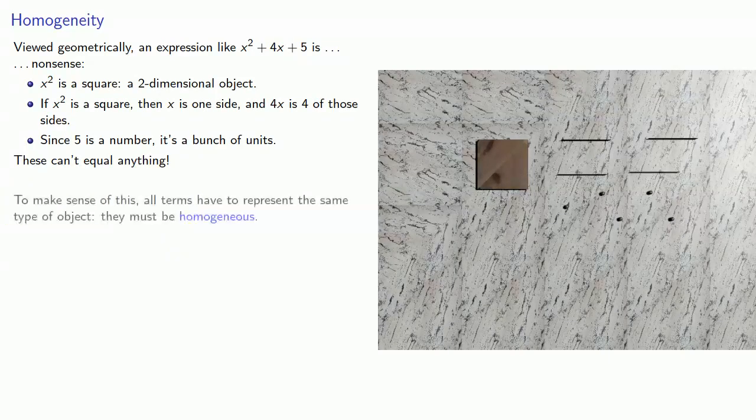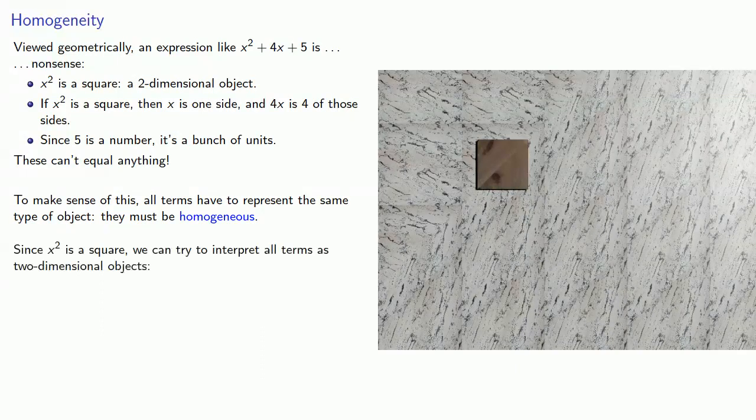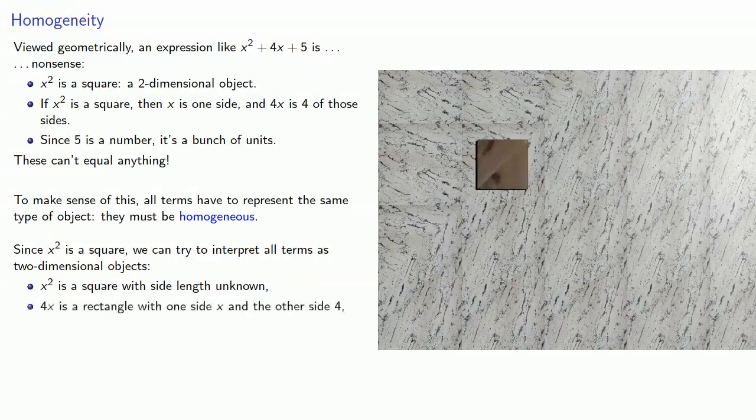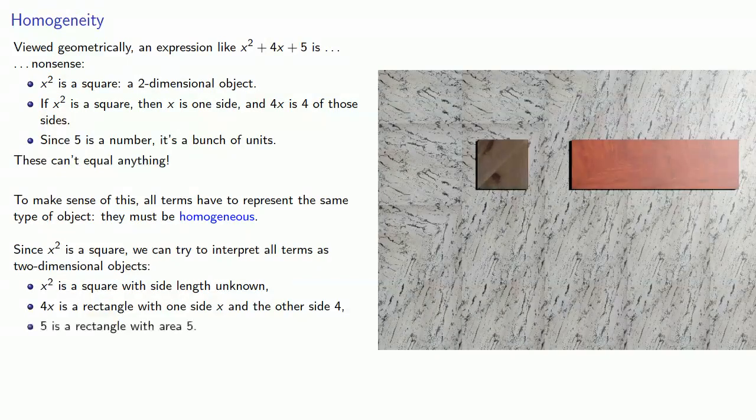To make sense of all of this, all terms have to represent the same type of object. They must be homogeneous. Now, since x squared is a square, we can try to interpret all terms as two-dimensional objects. So, x squared is a square with side length unknown. For 4x, let's make that a rectangle with one side x and the other side 4. And 5, well, we'll make that a rectangle with area 5.